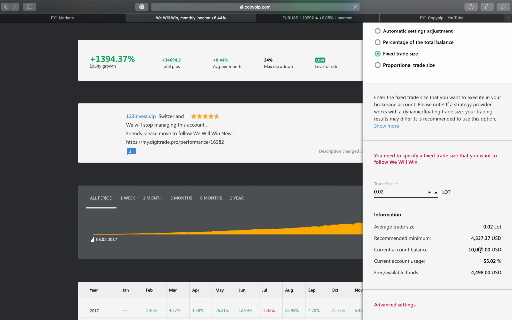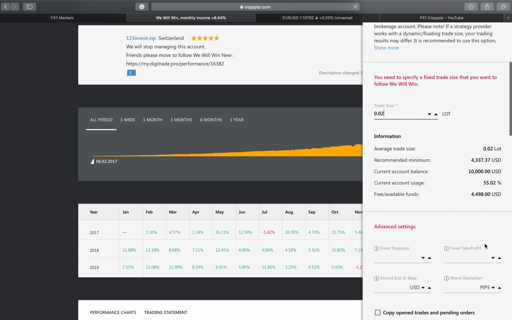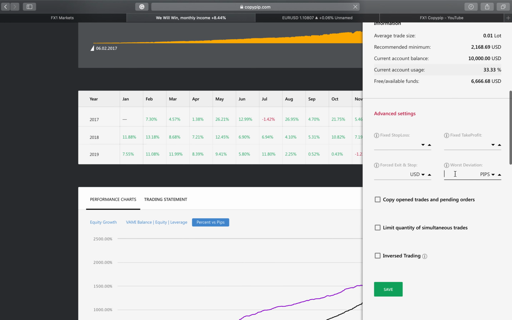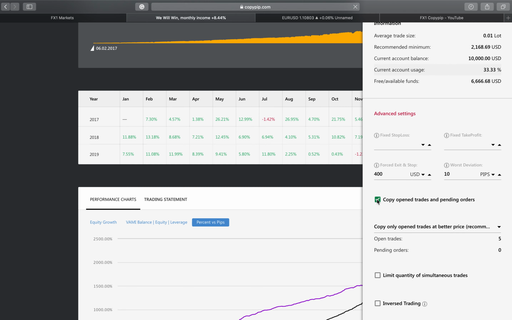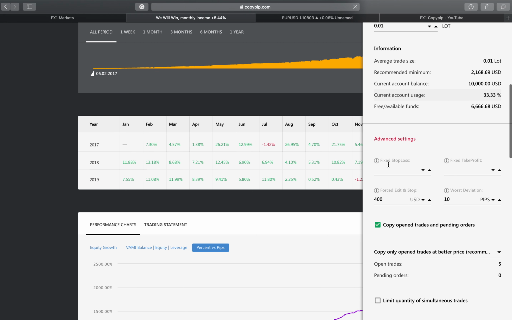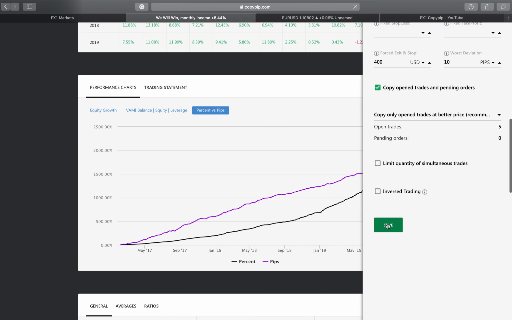Average trade size 0.02. Recommended minimum is 4,337. Your account will be used 55%. Okay, I might not want to open that. That's, let's say, percent of my account. I want to open less. I want 0.01. I put here 10. I put here 300 or $400. I see that the number of open trades is 5. Okay, I want to follow them.